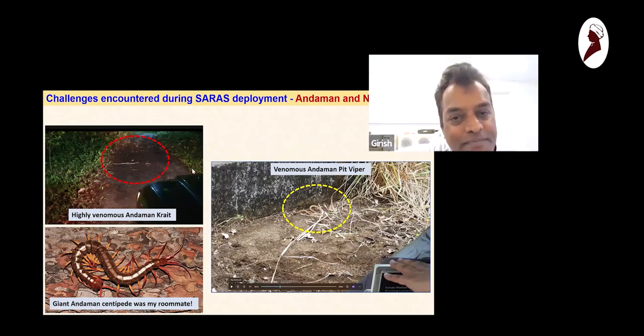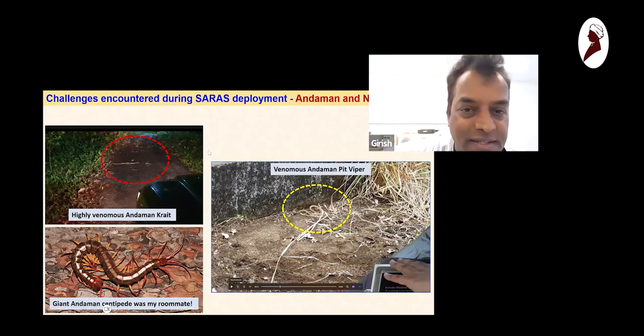When we were coming back to start SARAS observations, especially in Andaman, we saw a lot of snakes, because it had rained in the afternoon and they had come out of their holes, and this was a challenge. And then this guy, an Andaman pit viper, maybe he was interested to know how the correlator works. He was right next to the correlator.